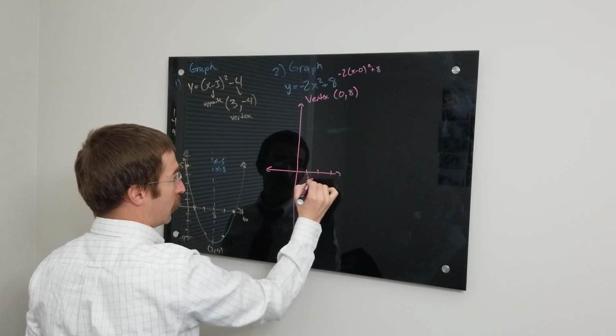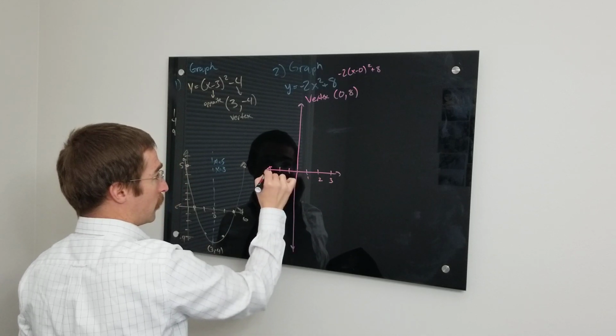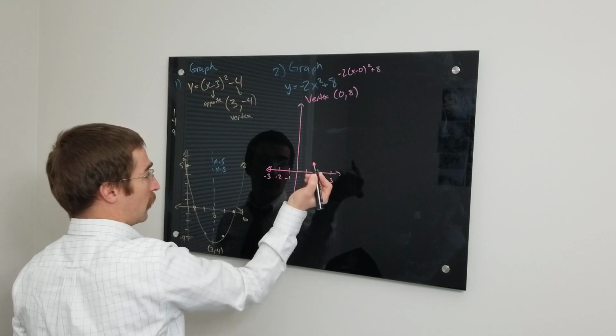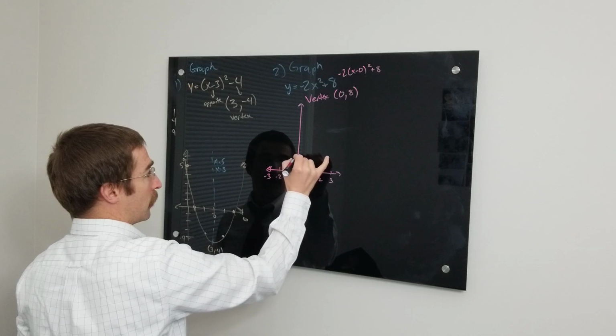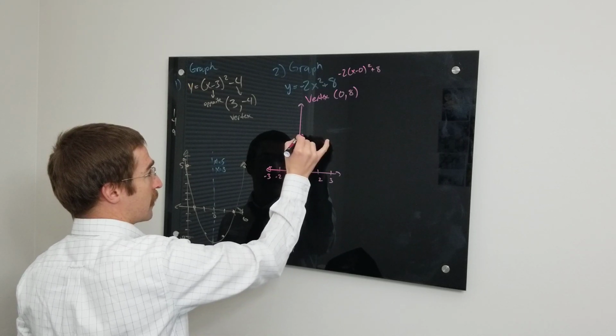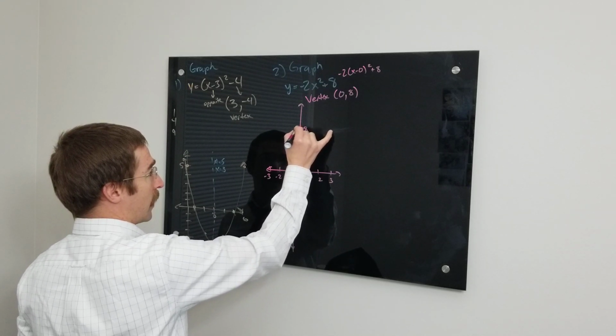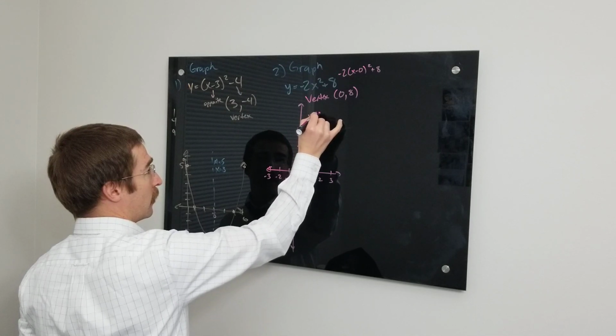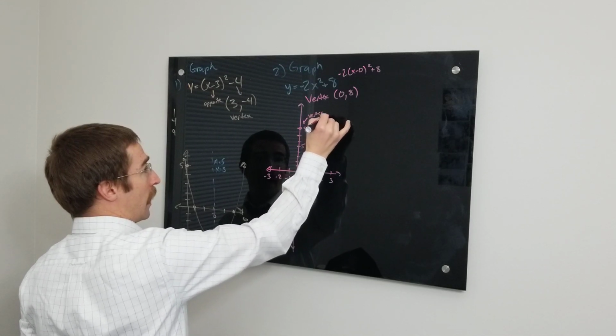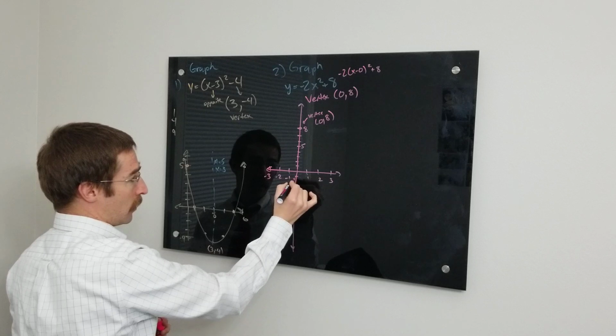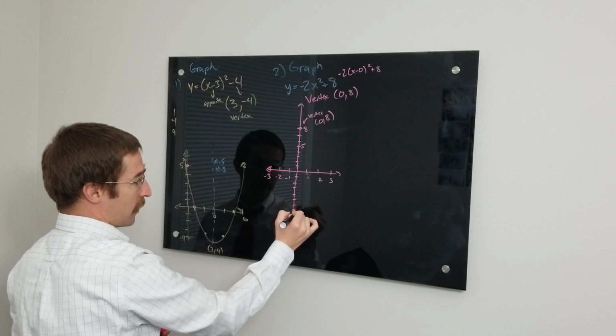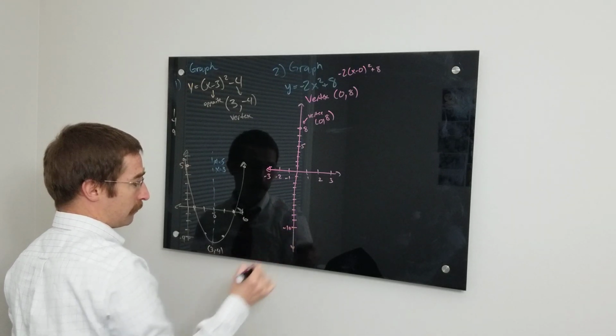1, 2, 3. Negative 1, 2, 3. And 1, 2, 3, 4, 5, 6, 7, 8. Vertex is there at (0, 8). 1, 2, 3, 4, 5, 6, 7, 8, 9, 10, negative 10.